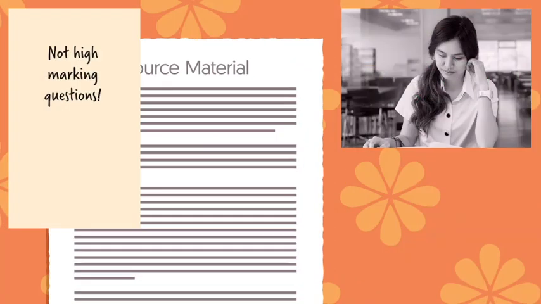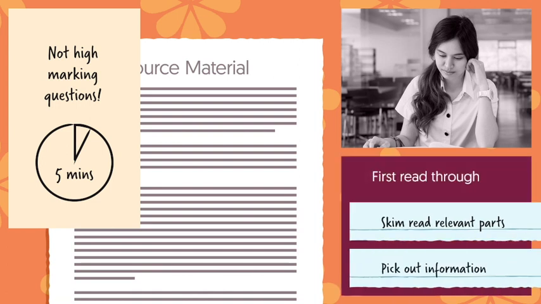So these aren't very high marking questions, so you shouldn't spend too long on them. About 5 minutes for both of them should be enough. Once you've finished your first read-through of the text, you can then just skim read the relevant parts and pick out the best bits of information that answer the question. It could be useful to highlight those in some way too.